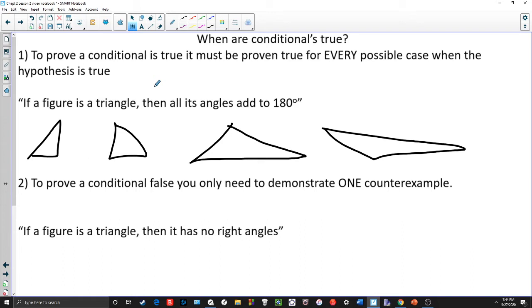To prove it false, all you need to do is provide one counterexample for a conditional statement. So this conditional statement here would be false: if a figure is a triangle, then it has no right angles. The way I would prove this false is just draw a right triangle.